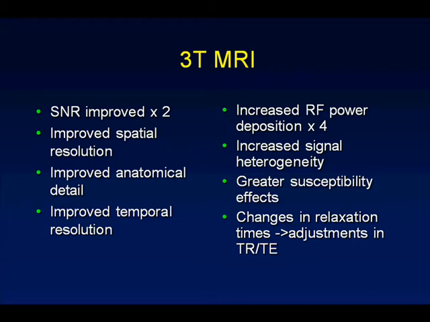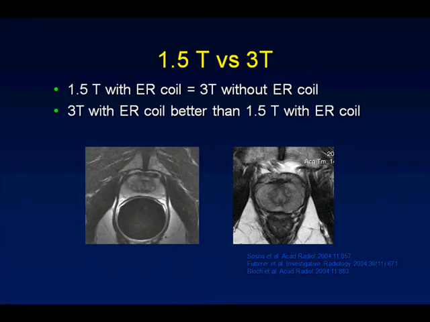And also, when you go to a higher magnet, you can't just plug in your 1.5 Tesla programs. You have to reprogram your TR and TE and basically reprogram all your protocols. Okay. So in terms of coil and without coil, it's been shown that if you use a 1.5 with a coil and compare that to a 3T without coil, you're getting equivocal results. So that's the advantage of 3T.